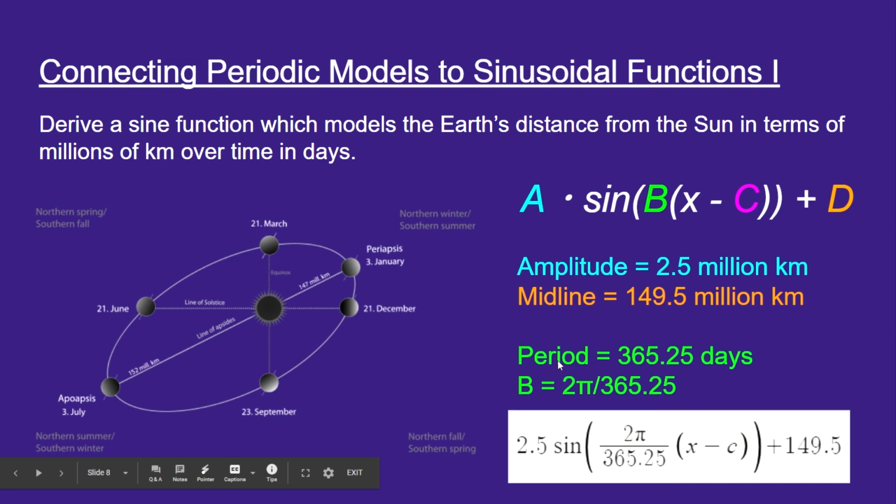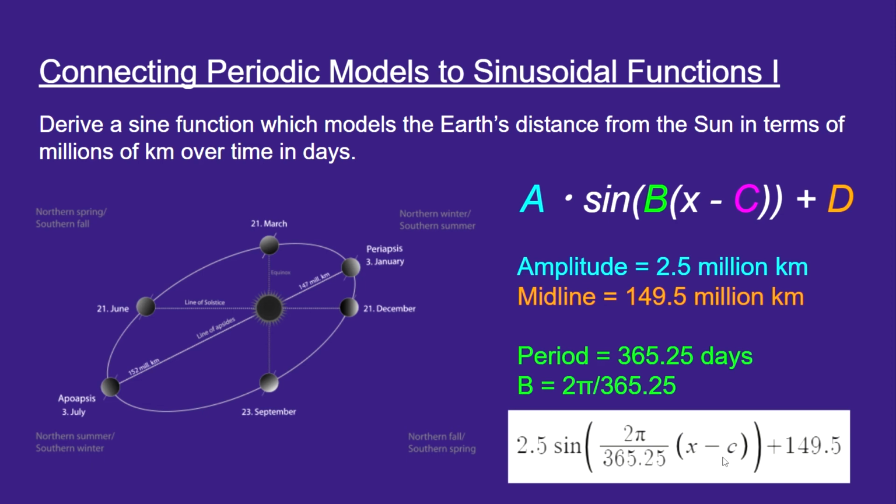And my b value was, as we saw before, 2 pi over 365.25. So I plug that in here, and I'm leaving the c inside there. And this function that we've created is actually going to model the distance of the Earth from the sun over time. And what we'll be able to do with this model is use it to predict the distance at any time.